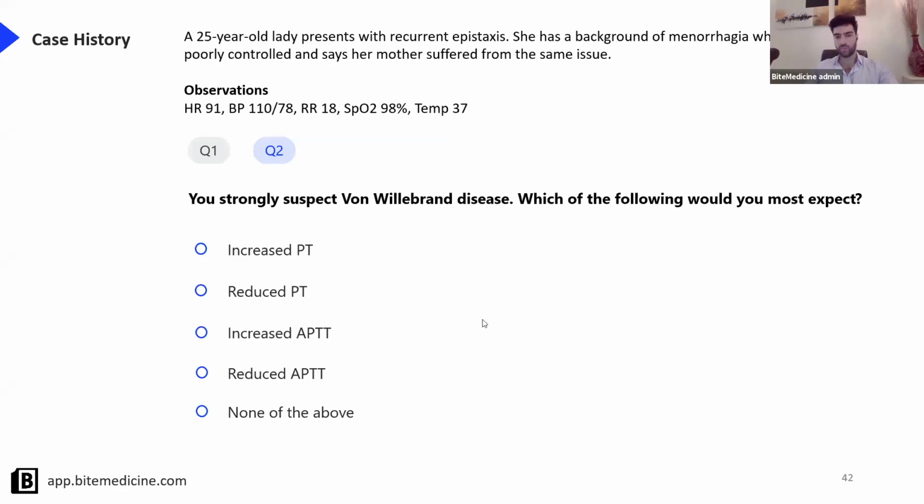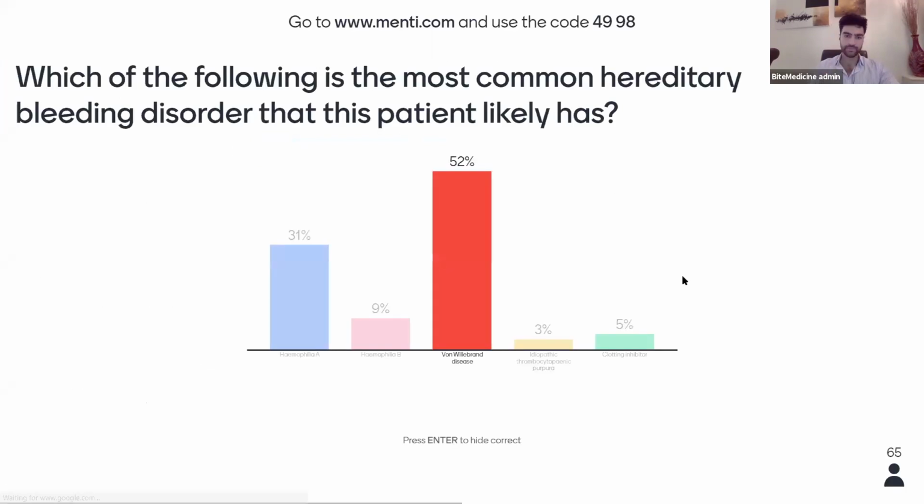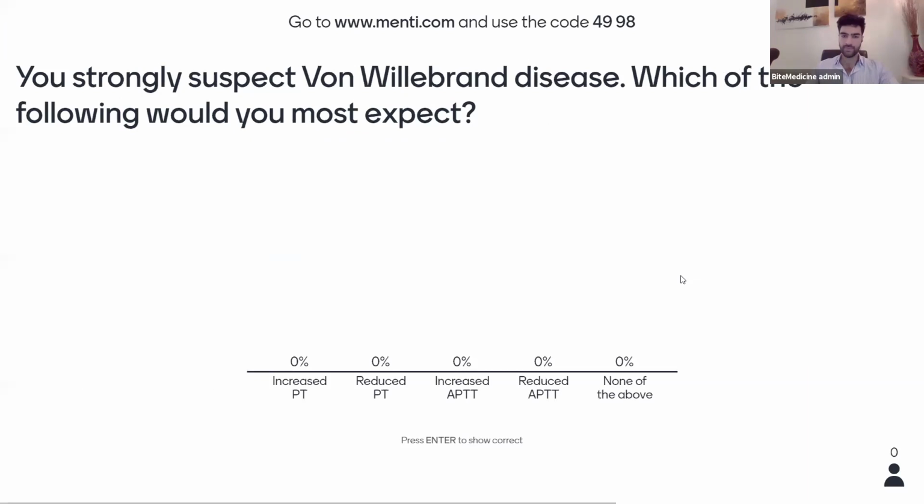So you strongly suspect von Willebrand disease. In this patient, sorry, we've moved on from haemophilia. We're going back to our 25-year-old lady with recurrent epistaxis. Remember, we said the most common cause of a hereditary bleeding disorder was von Willebrand disease. Going on to the Menti questions: in von Willebrand disease, which of the following would you most expect? Increased PT, reduced PT, increased APTT, reduced APTT, or none of the above?